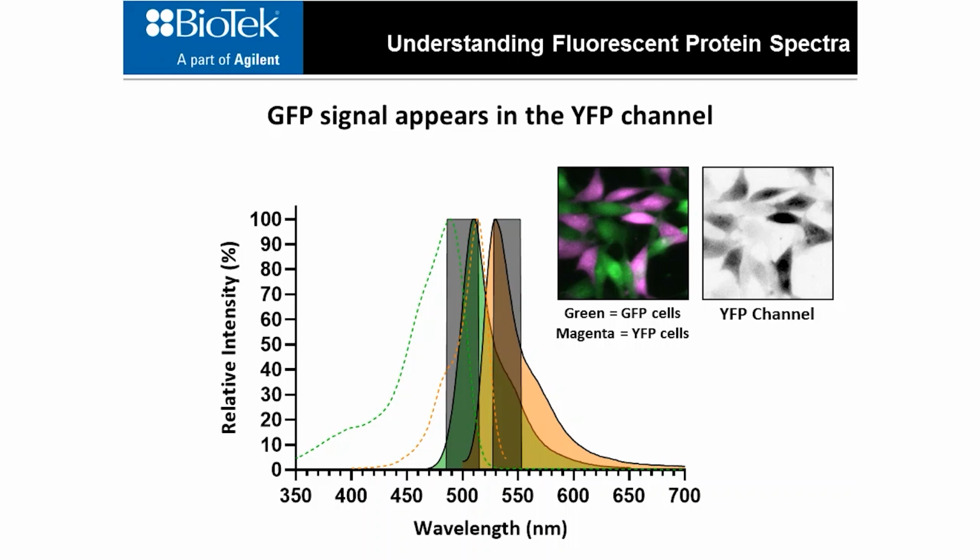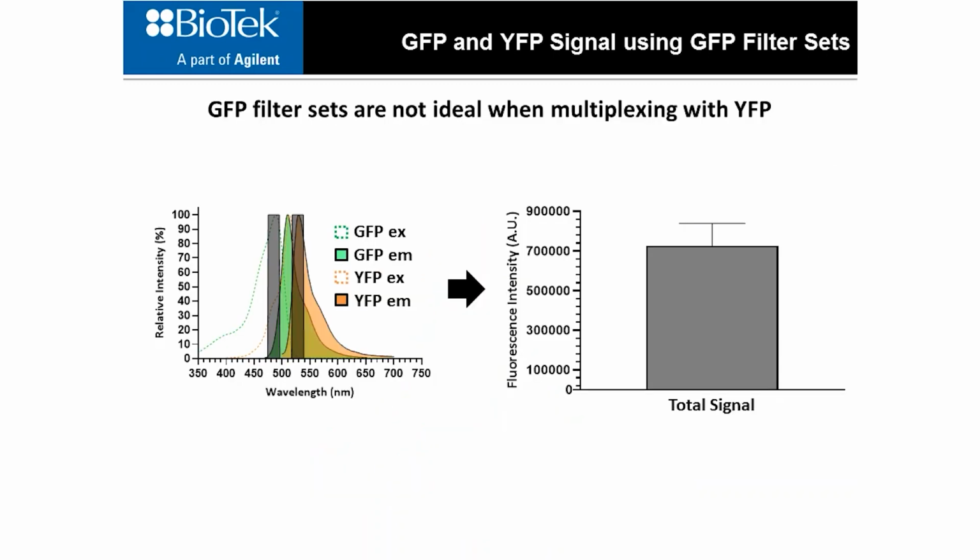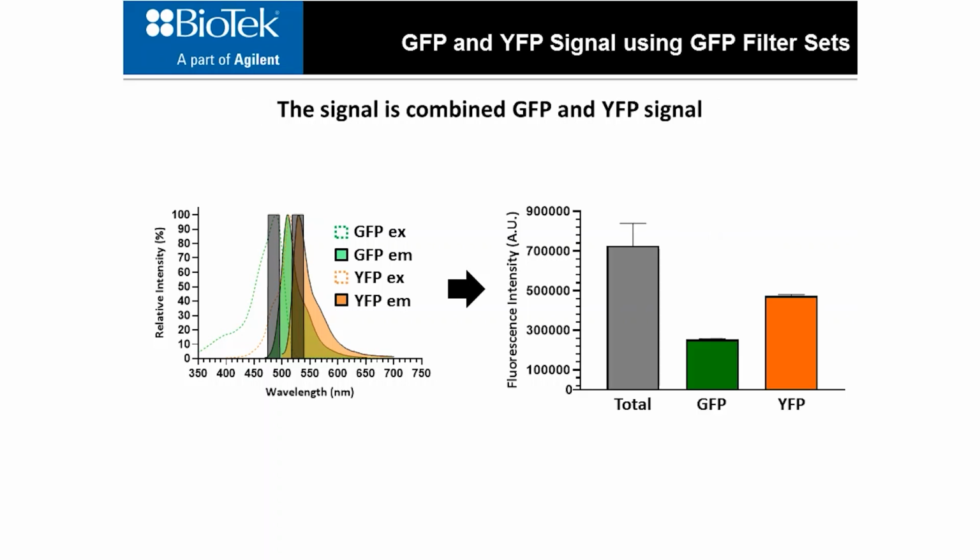Now, this may be easy to decipher and distinguish with images, but when it comes to a plate reader-based assay, you don't have that luxury. All you're going to get is a single value signal coming from that well in a microplate, when in fact that signal is really made up of both GFP and YFP signal.